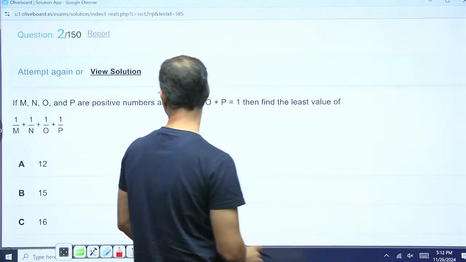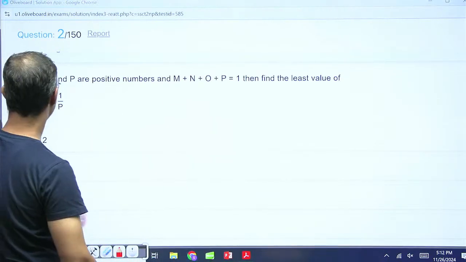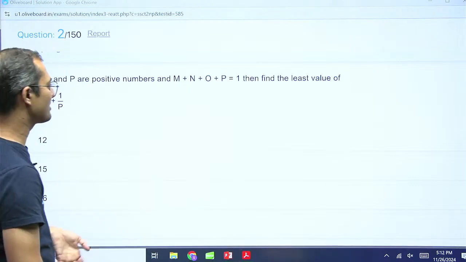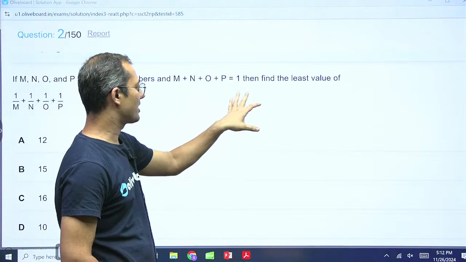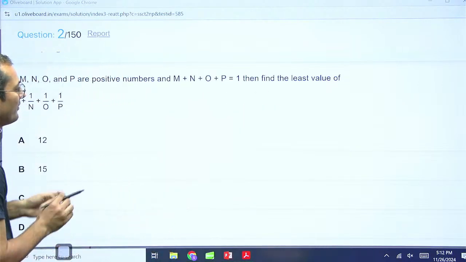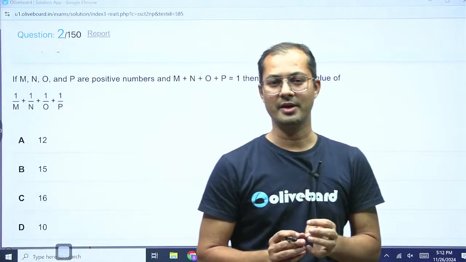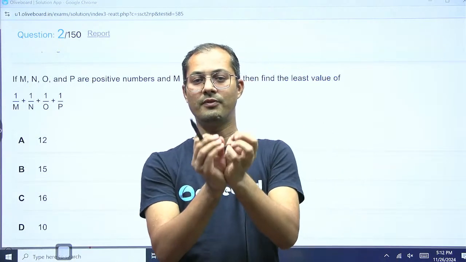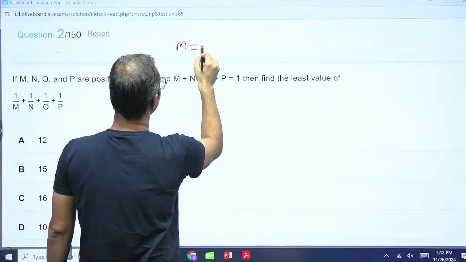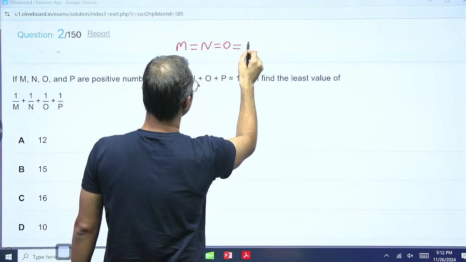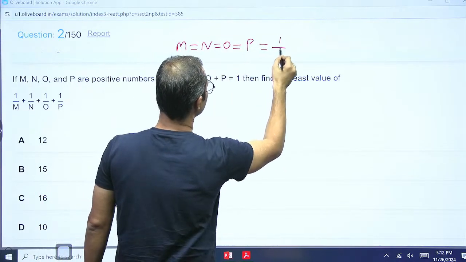Tell me what is the answer for this question. See, if M, N, O and P are positive numbers and the sum of all is equal to 1, right? It means that they are fractions, and then we have to find the least value of their reciprocals, right? Whenever we have some positive numbers and we have to find the least value for their reciprocals, we put all of them equal. So we are going to put M equal to N equal to O equal to P, right? So each one is going to be 1/4.